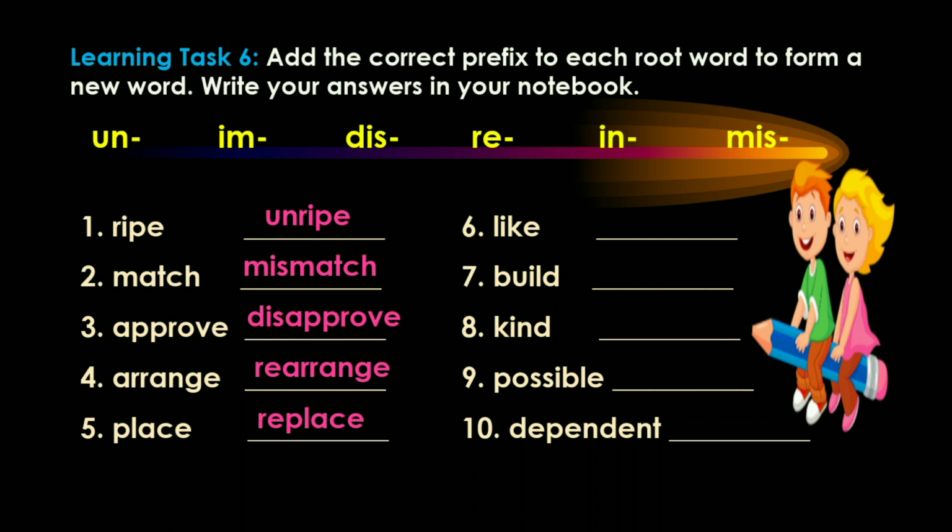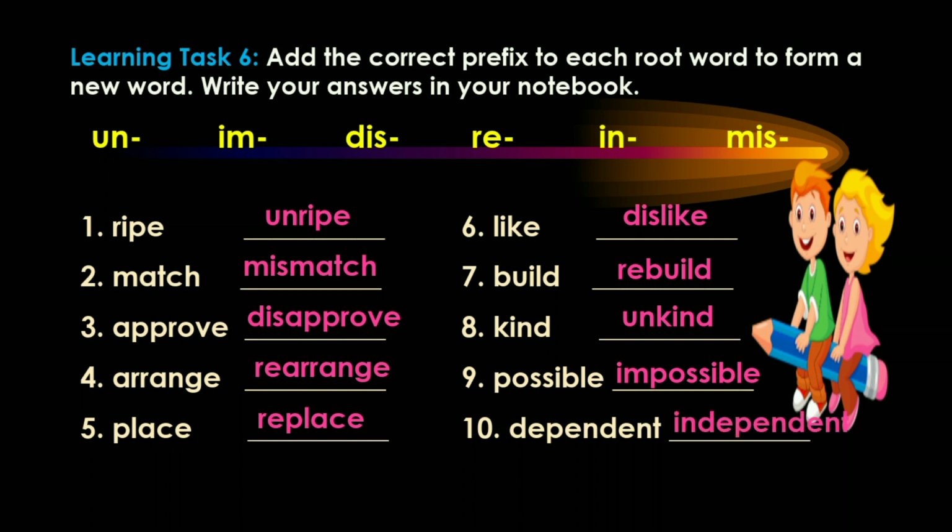Number 6, we have like, dislike. Number 7, build, rebuild. Number 8, we have unkind. Very good. And number 9, possible, impossible. And number 10, we have independent.